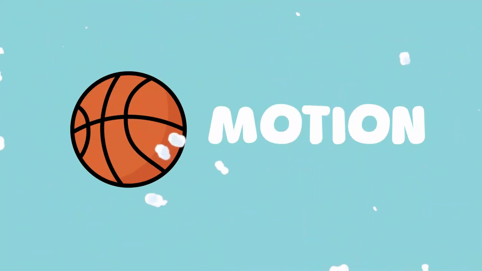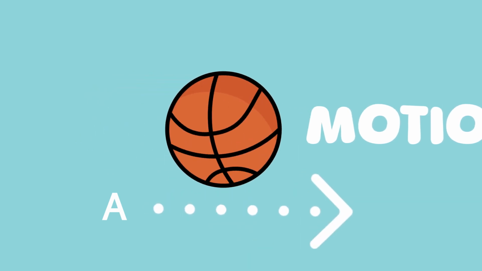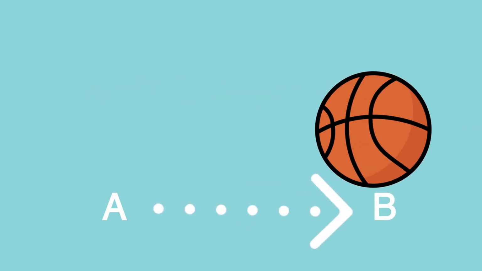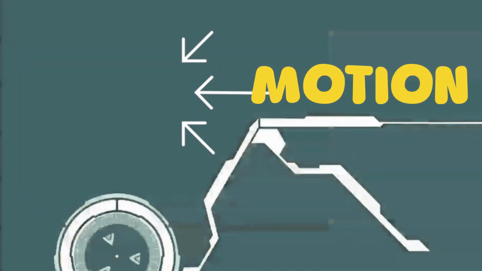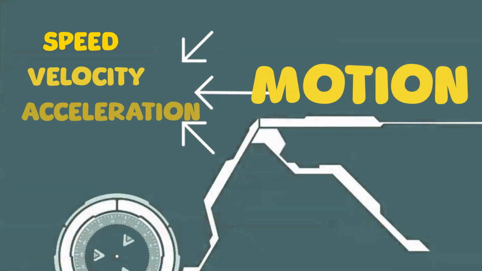But how do we describe motion? Motion is when an object changes its position with time. An object is in motion when it moves from one position to another. We use terms like speed, velocity, and acceleration to describe motion.